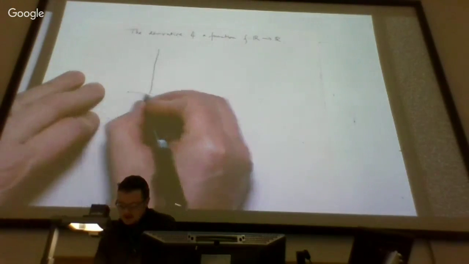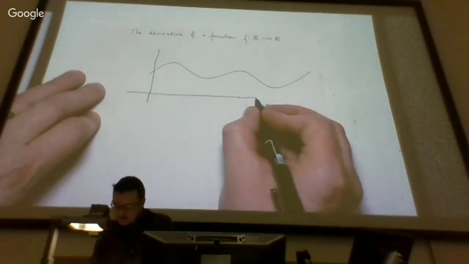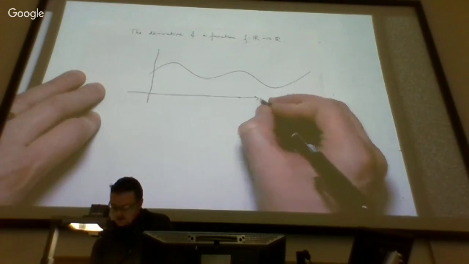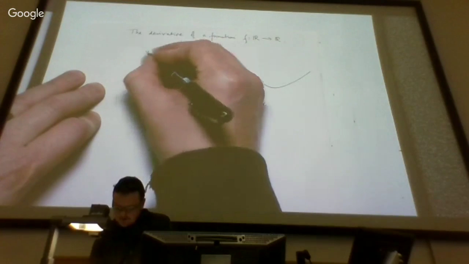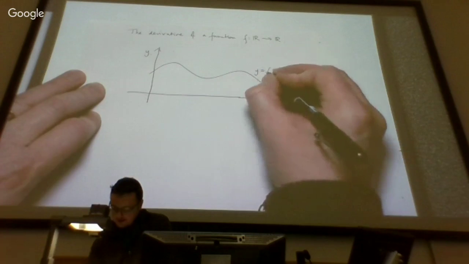So such functions, of course, can be thought of in terms of their graphs. So you can have an x-axis and a y-axis, and then this graph here is the graph of the function y equals f of x.